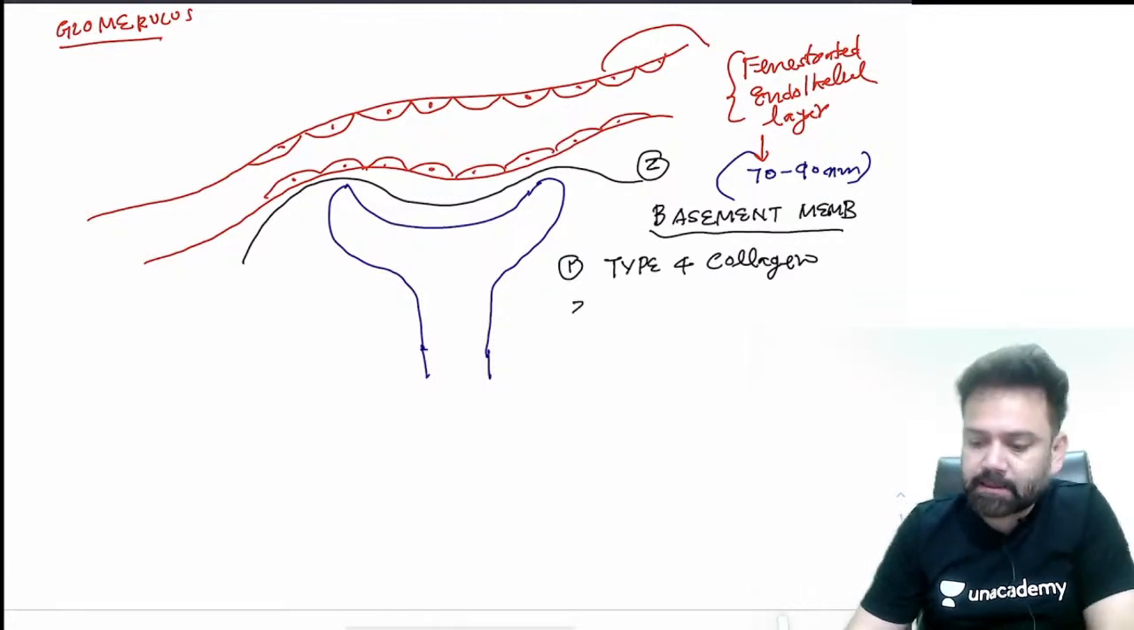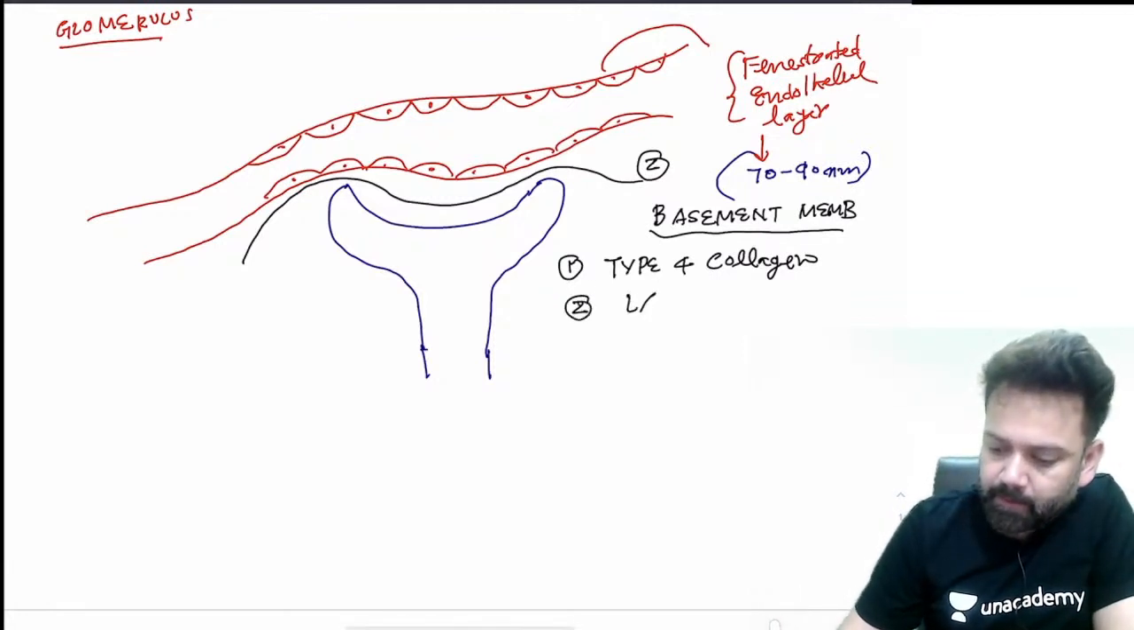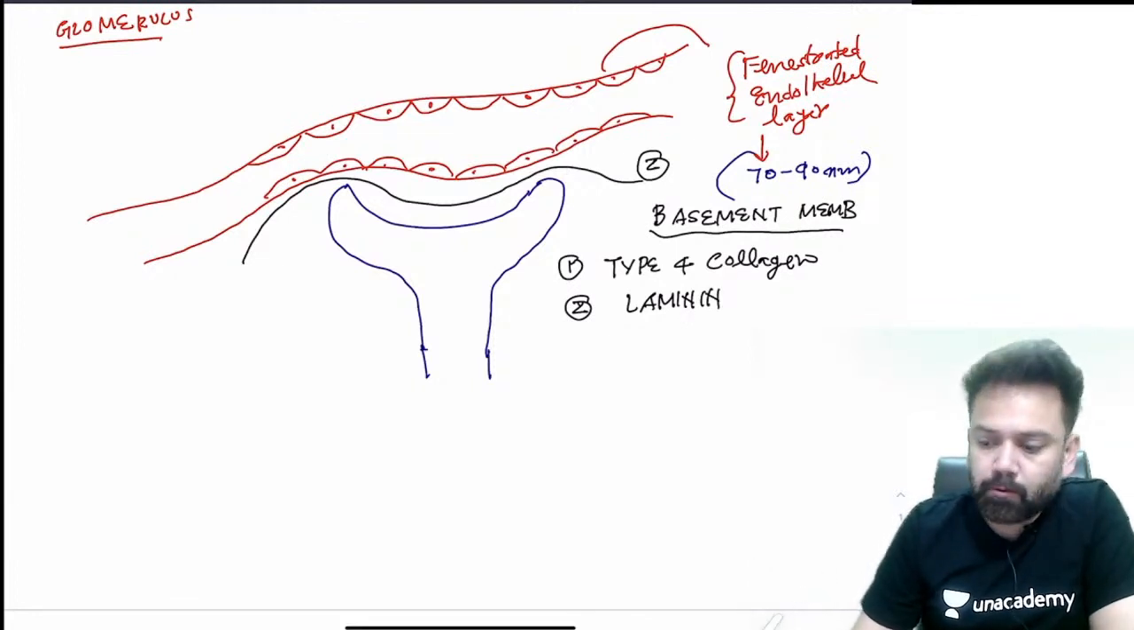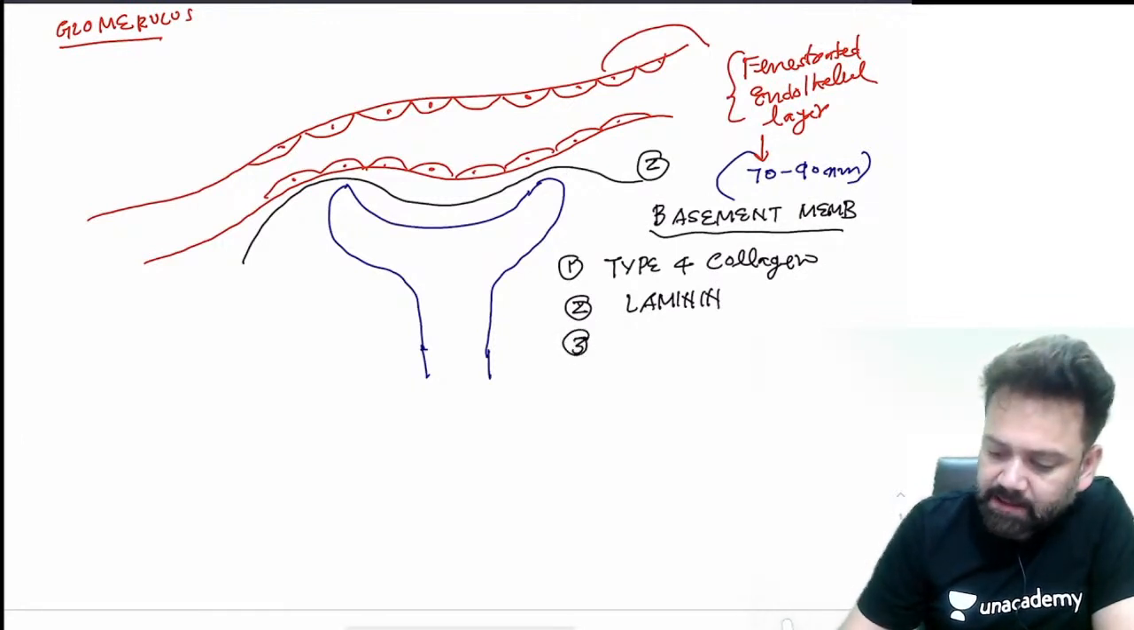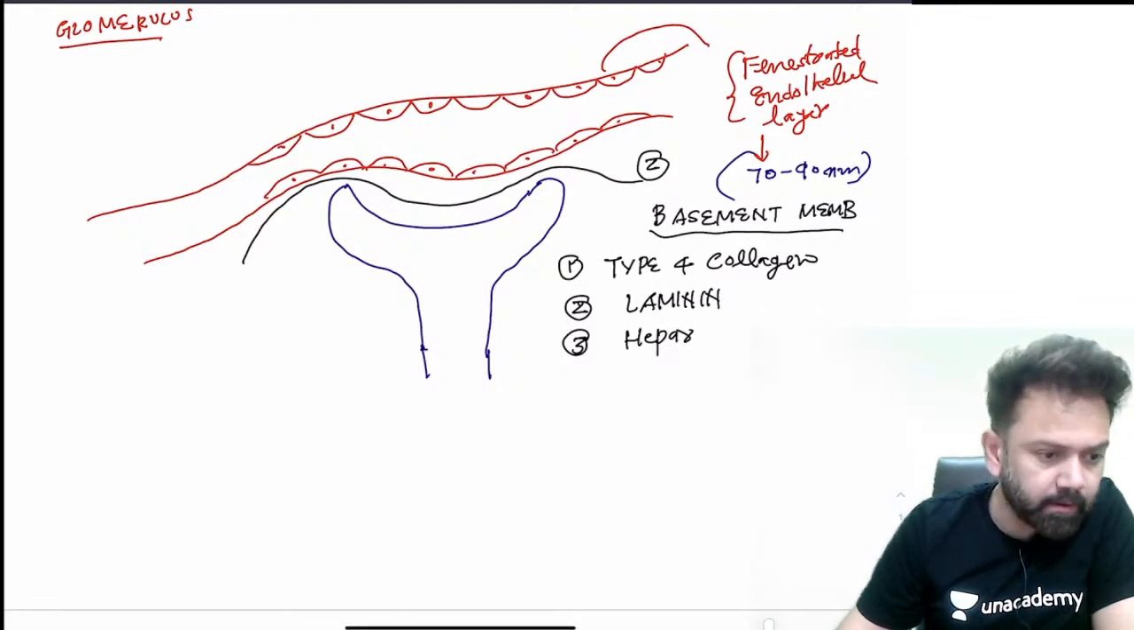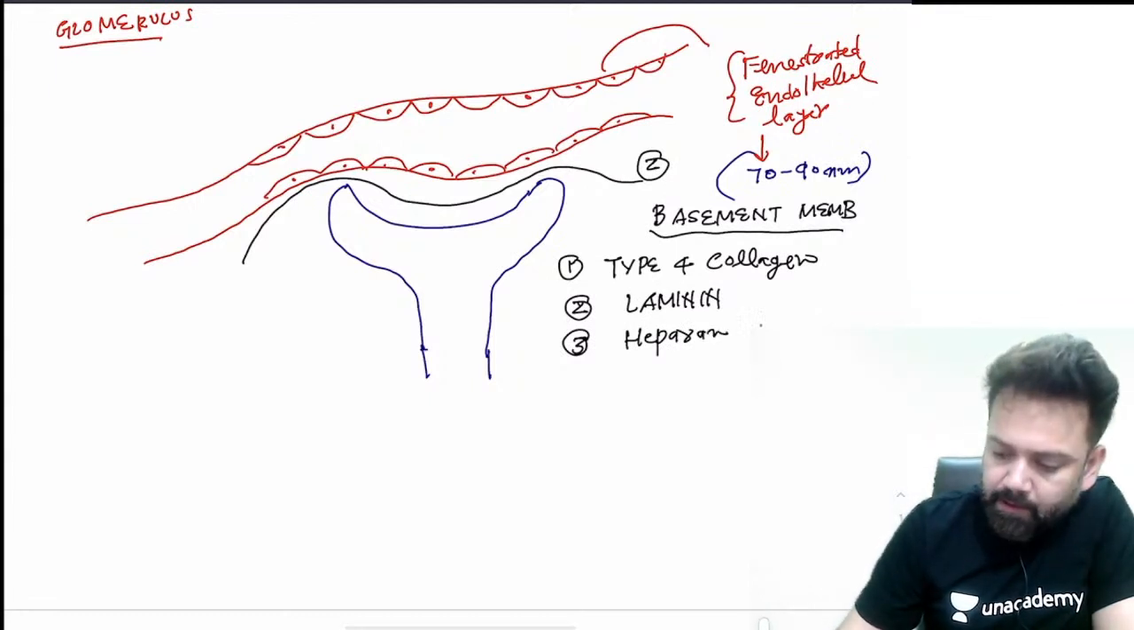What else? Second is laminin. Second component of your basement membrane is laminin. Third is heparan sulfate. All these have been asked in your examination.